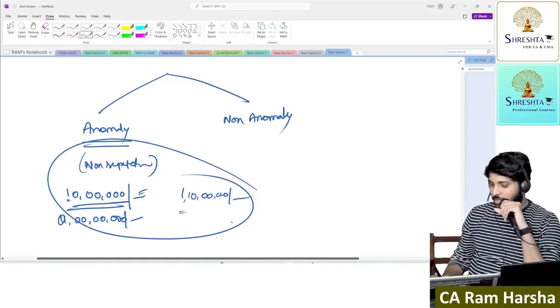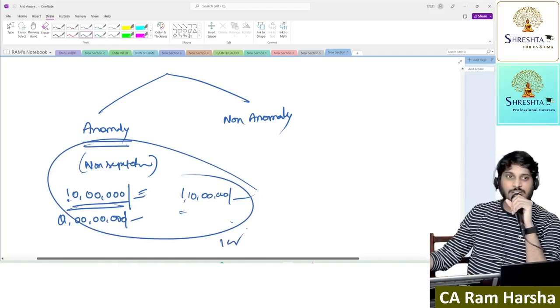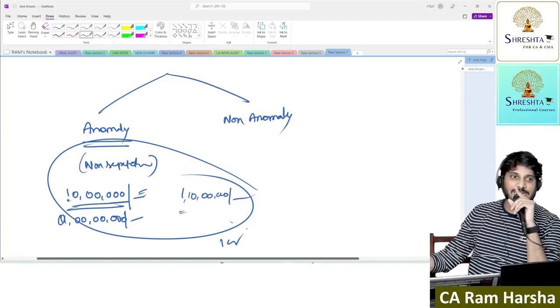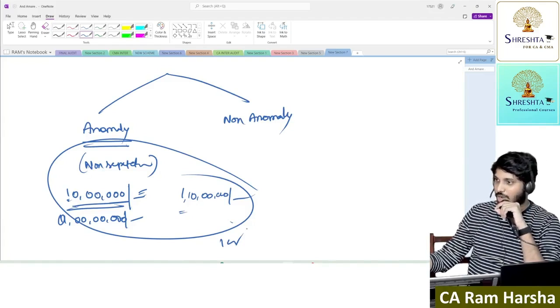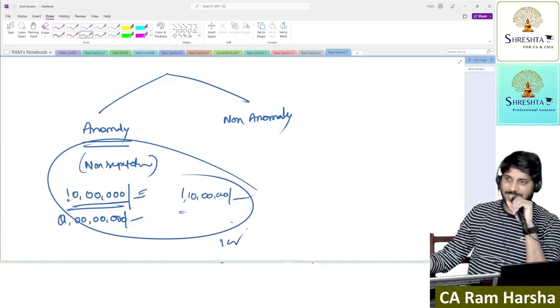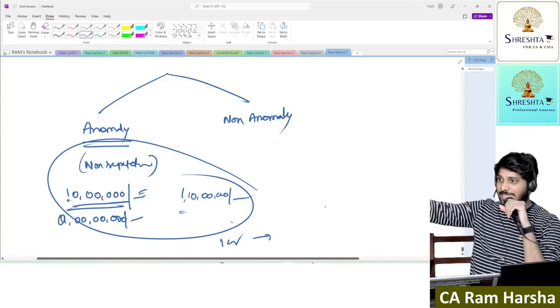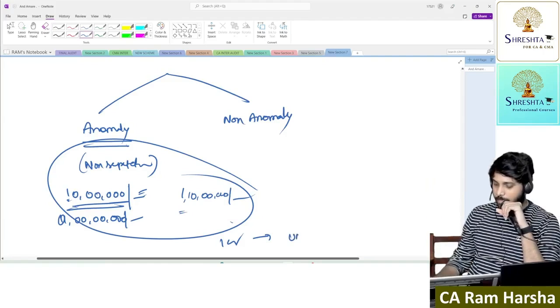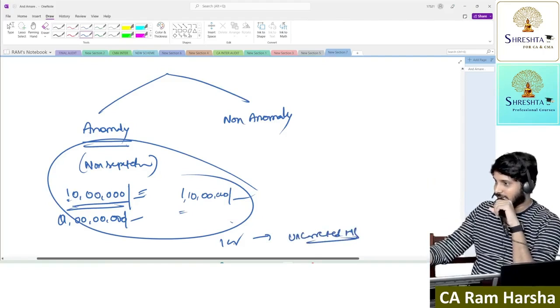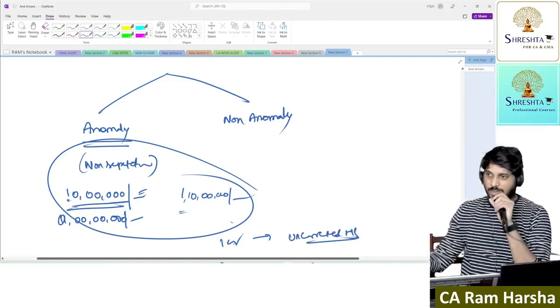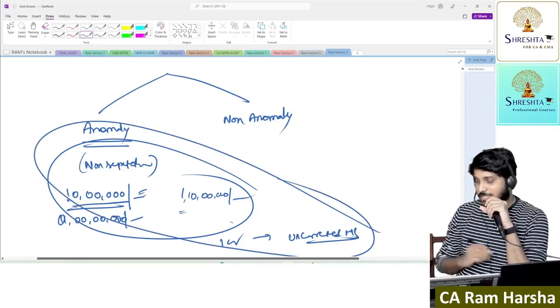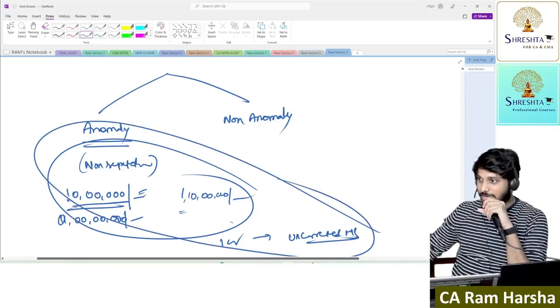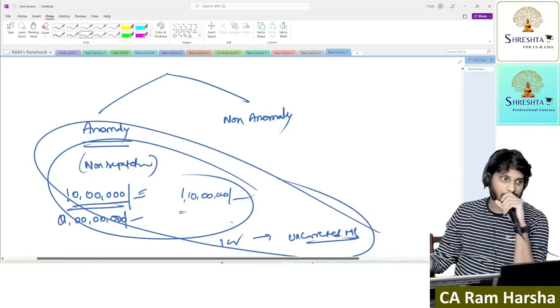What is the mistake value here? 1 crore. 10 lakhs should have been accounted as 10 lakhs, but they accounted 1 crore 10 lakhs. Now this mistake has not yet been corrected by the company. This is called an uncorrected misstatement. This 1 crore mistake is an anomaly. Based on this, can I project mistakes in the population? No. Are you clear?